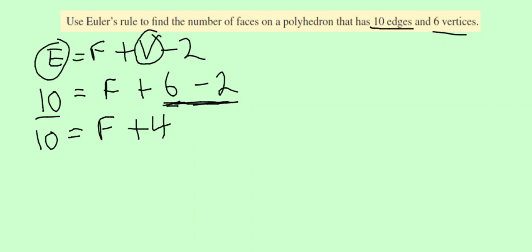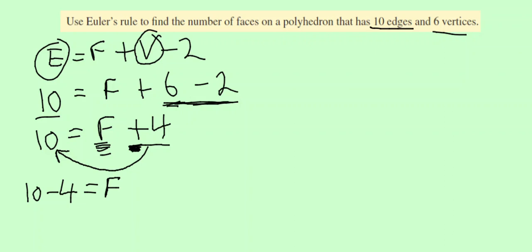Now, if you remember your algebra, we need to make F sit on one side of the equal sign on its own. So to do that, we're going to move this 4 to the other side of the equal sign. And if you remember, when we move something from one side of an equal sign to the other, it always does the opposite. So where it's plussing, it's going to minus on the other side. And when we do that, we've now got 10 minus 4, which is 6. So the number of faces on this particular polyhedron is 6 faces. All right, that simple, that easy.